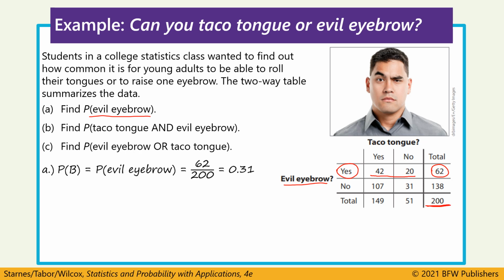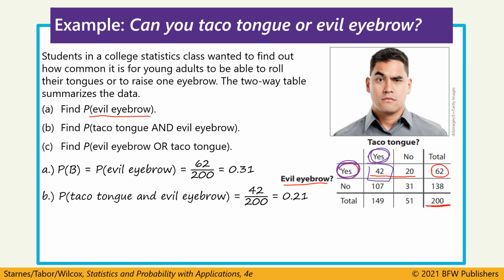So 31% chance. Part B, find the probability that they can taco tongue and evil eyebrow. Yes for evil eyebrow. Yes for taco tongue. And we're looking for the intersection of those two. The students who can do both would be those 42 students out of the 200.